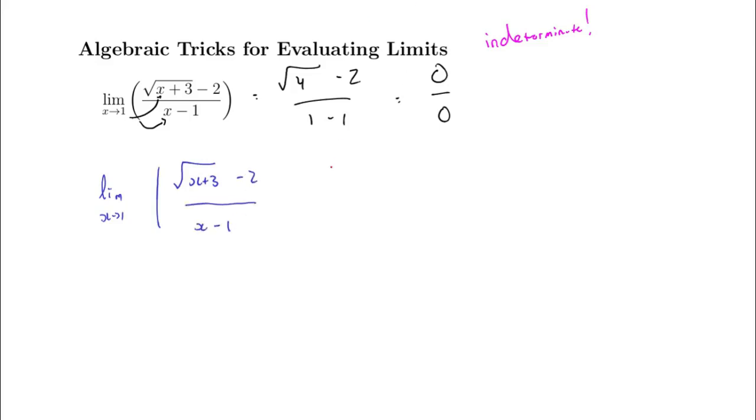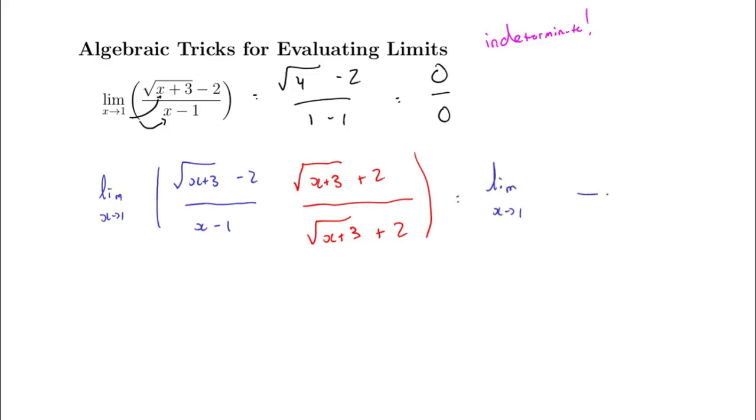But what we're going to do is multiply this by 1, but we're going to disguise 1. We're going to call it the square root of x plus 3 plus 2 over the square root of x plus 3 plus 2. And if you multiply all this out, I'll let you do that, we get this new limit. Our denominator is going to be x minus 1 times the square root of x plus 3 plus 2.